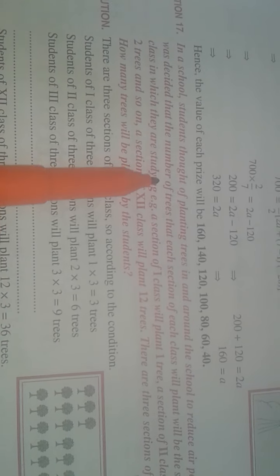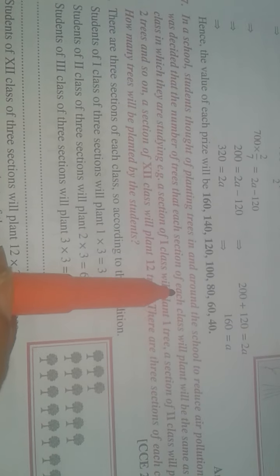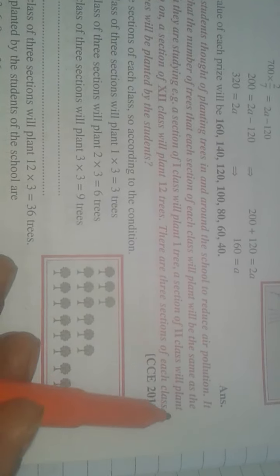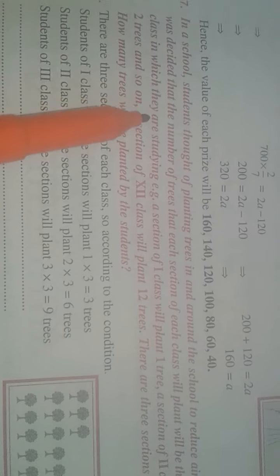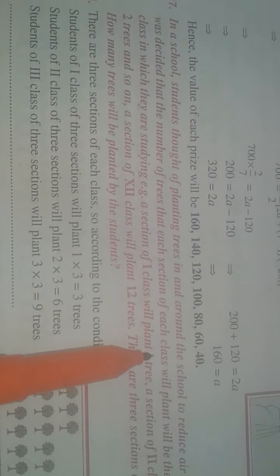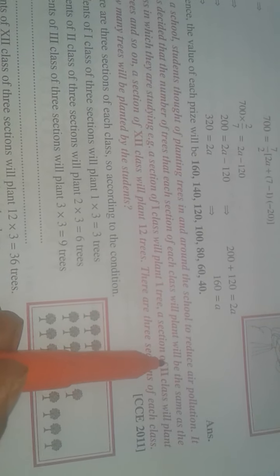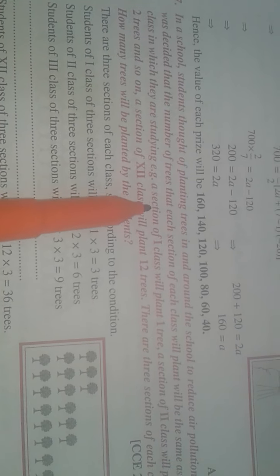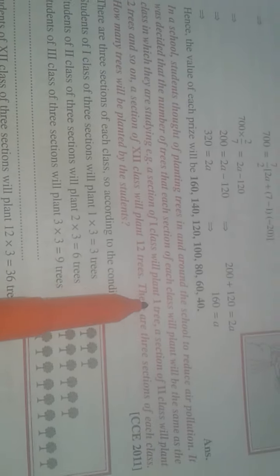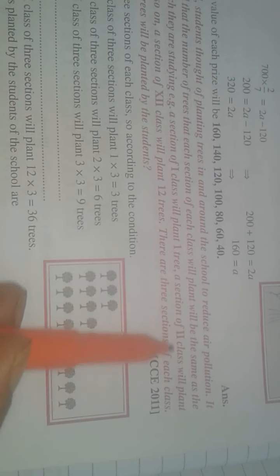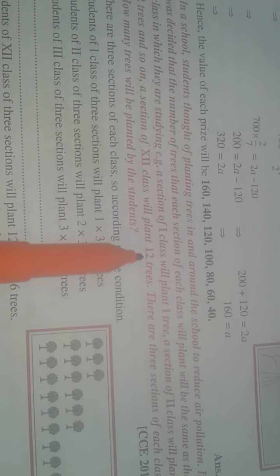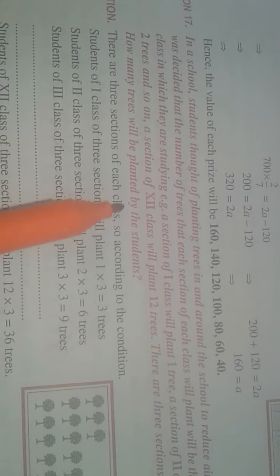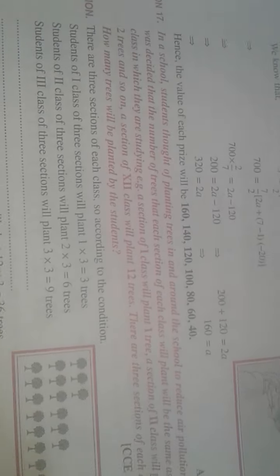So let me read the question. In a school, students thought of planting trees in and around the school to reduce the air pollution. It was decided that the number of trees that each section of each class will plant will be the same as the class in which they are studying. For example, a section of first class will plant one tree, a section of second class will plant two trees, and so on. A section of 12th class will plant 12 trees. There are three sections of each class. How many trees will be planted by the students?